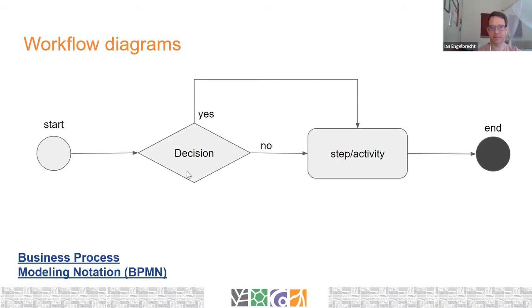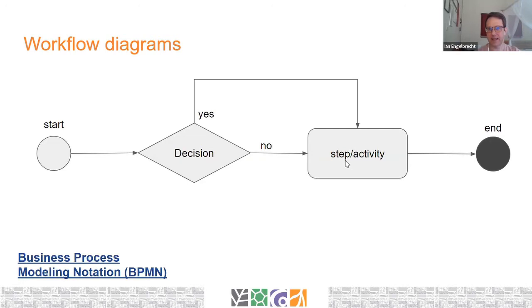Then we have the stuff in between, and we've got decision points, which use these diamonds. That's anywhere where there's a decision that needs to be taken. We try to keep the decisions as simple as possible, so that there's a yes and there's a no. We don't want to also have a maybe or something like that. It must be a decision with a yes or a no.